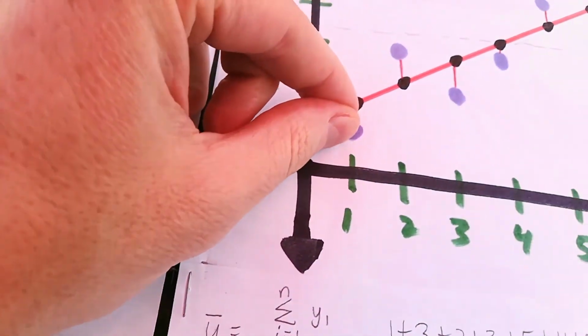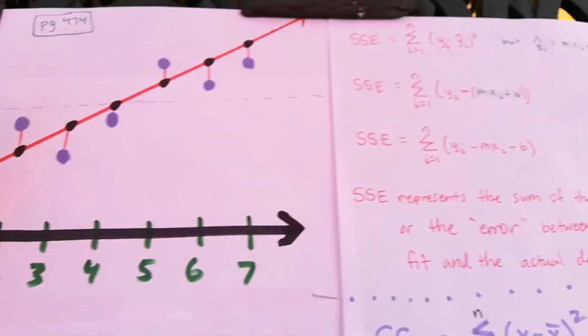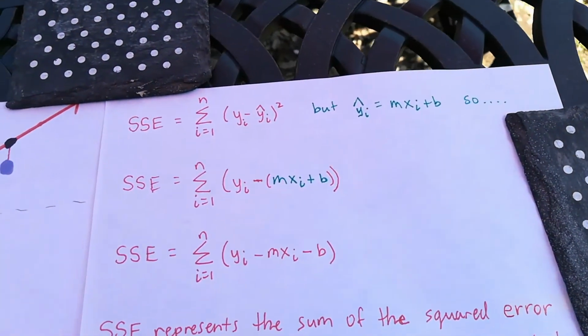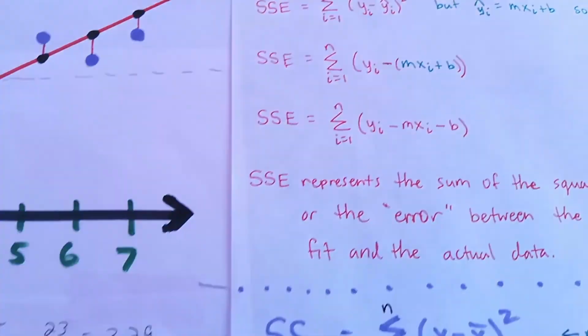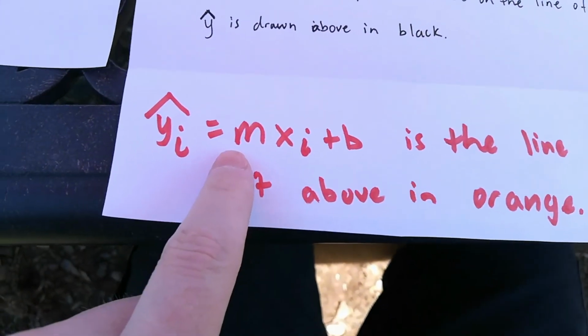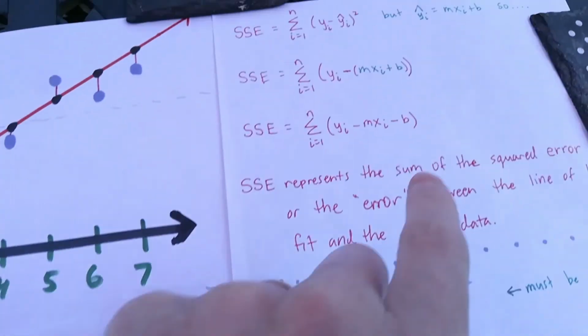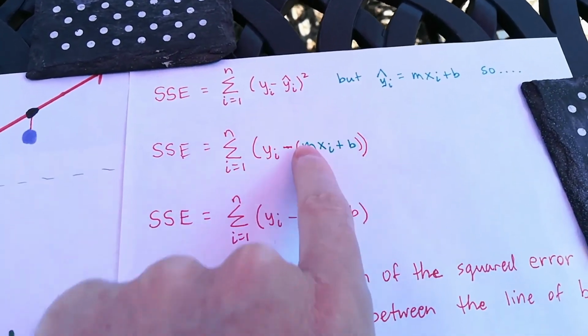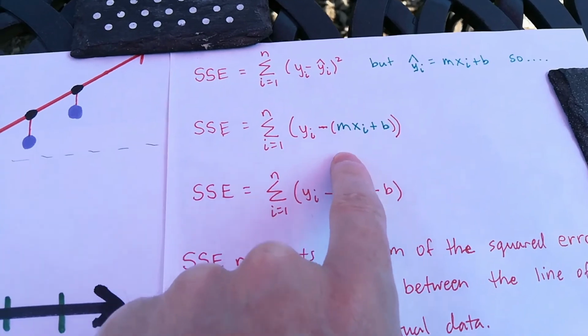So then that turns into a positive. That turns into a positive because I'm squaring them all. But we also know that y hat, we defined y hat down here as this. So I can just plug it in. So if I just plug that value in, I get this. And if I distribute that negative, I get that.